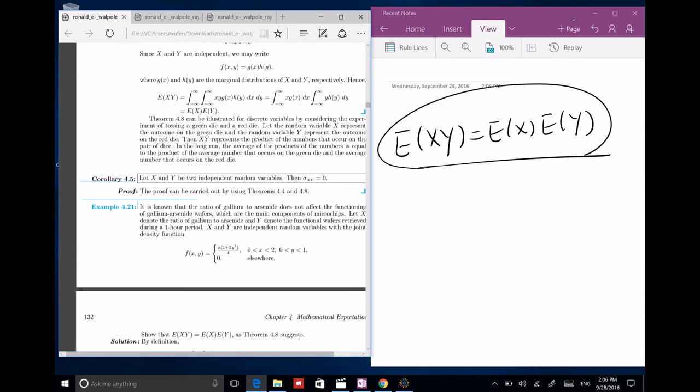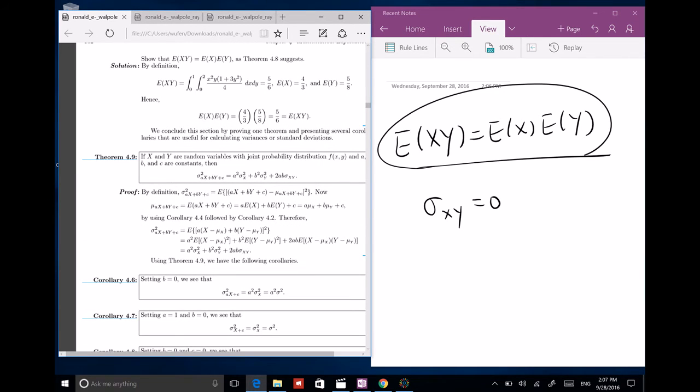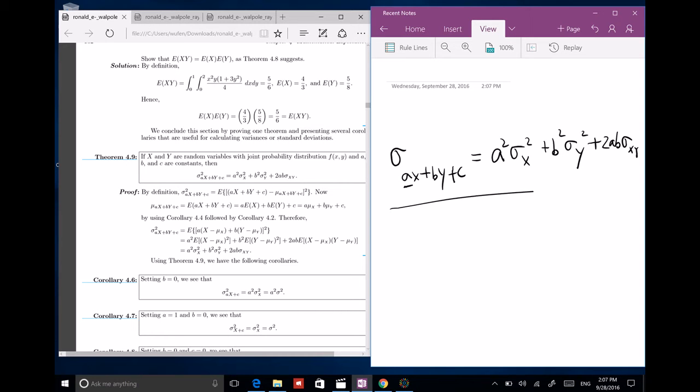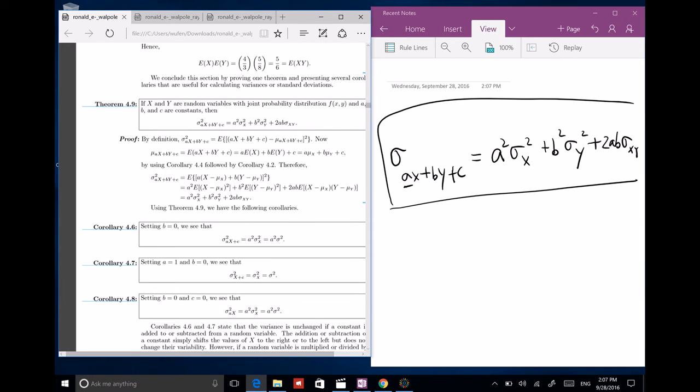Let X and Y be two independent variables. As I said, the covariance sigma_XY equals 0 if they're independent. For variance, you need to pay attention because you have a square. The variance of aX plus bY plus c is going to be a squared sigma_X squared, so you have to square the coefficient, plus b squared sigma_Y squared, plus 2ab sigma_XY, the covariance. This is the only thing you have to pay attention to when you have a combination of X and Y for the variance.